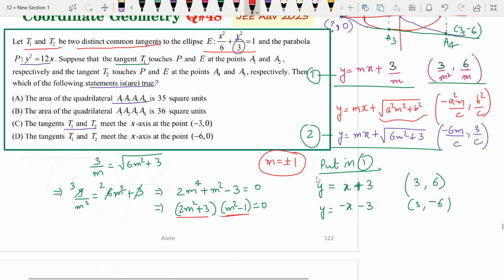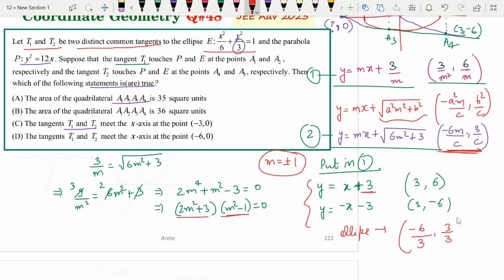So can we do the same thing for the ellipse? Yes, because the tangent equation remains the same since they have a common tangent, just that the point of contact we need to figure out. So for the point of contact, plug in m is 1. So minus 6, and what is c? For m is 1, this is c, and c is 3. So you're getting minus 2 and 1. That's one point of contact.